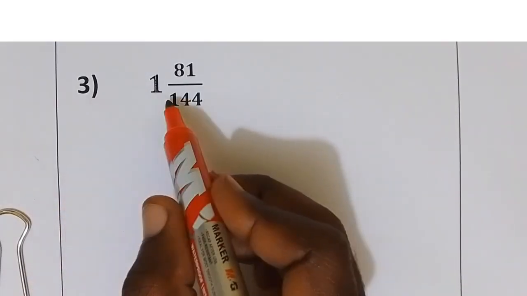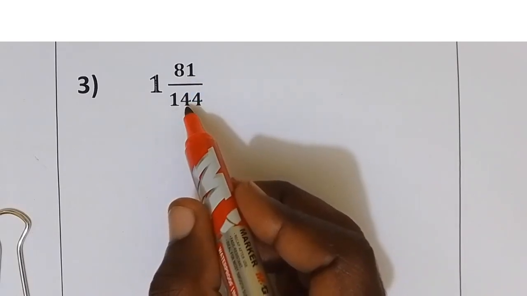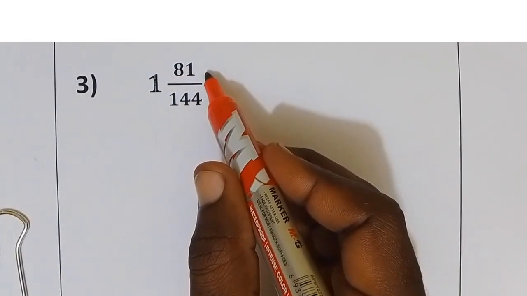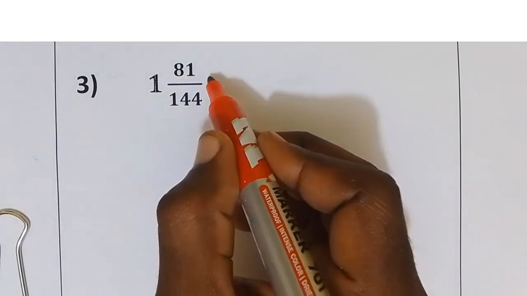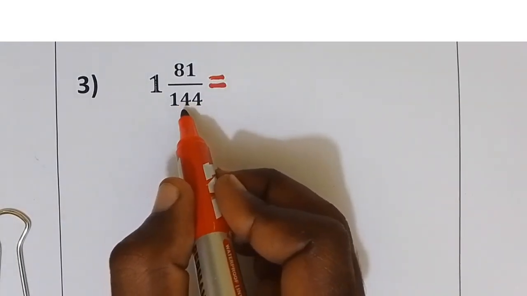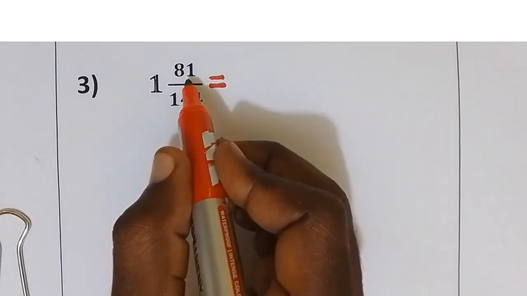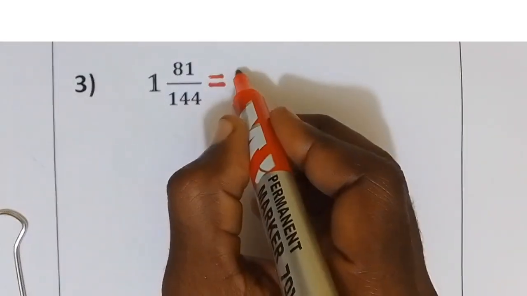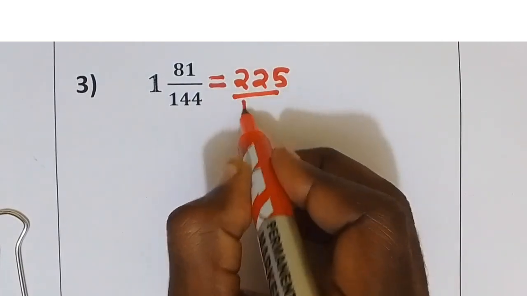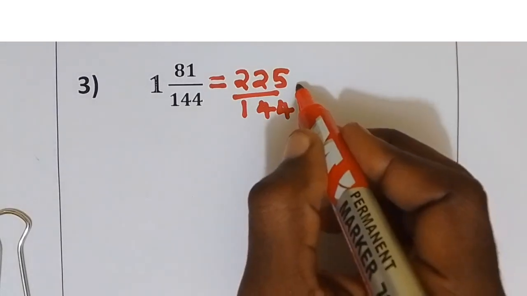We're supposed to find the square root of 1 and 81 out of 144. This is a mixed number, so I'll change it first into an improper fraction. This is equal to 144 multiplied by 1 is 144, plus 81. We're going to get 225 over 144.